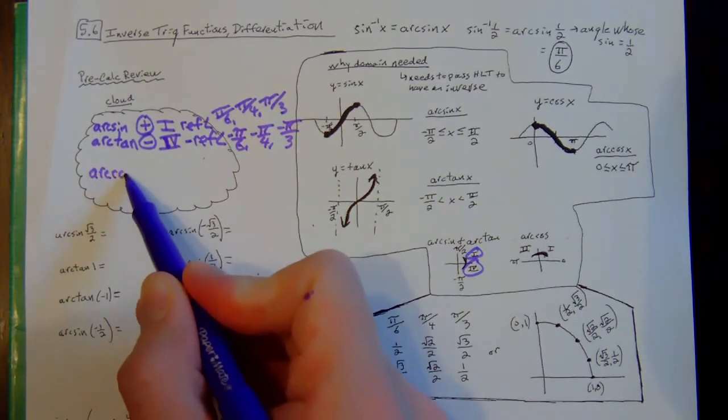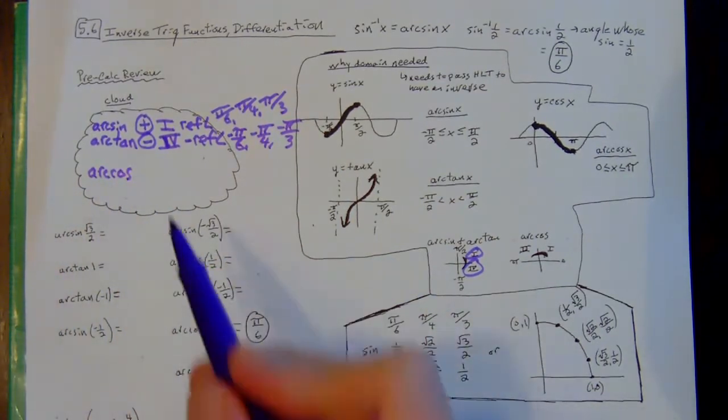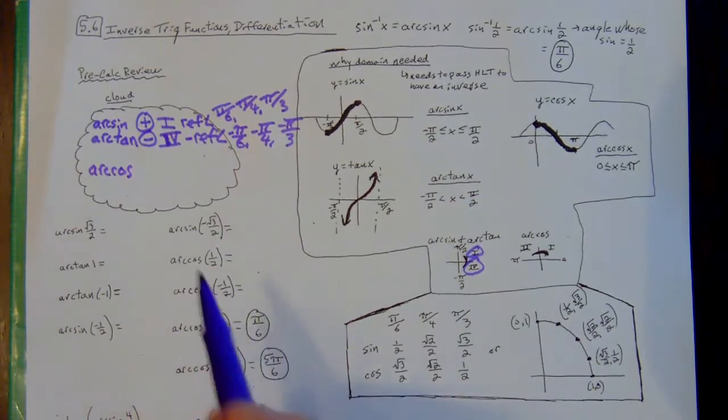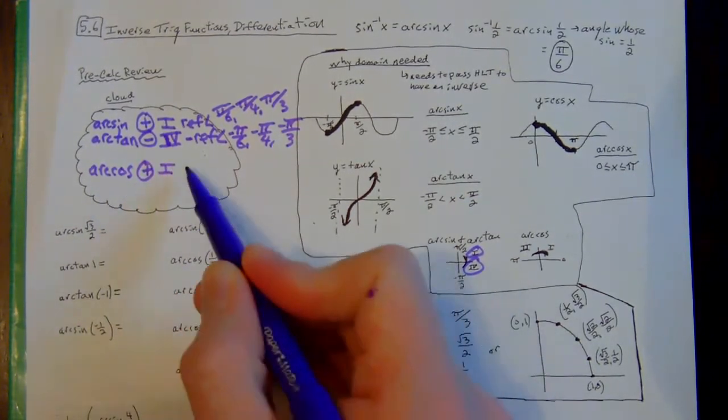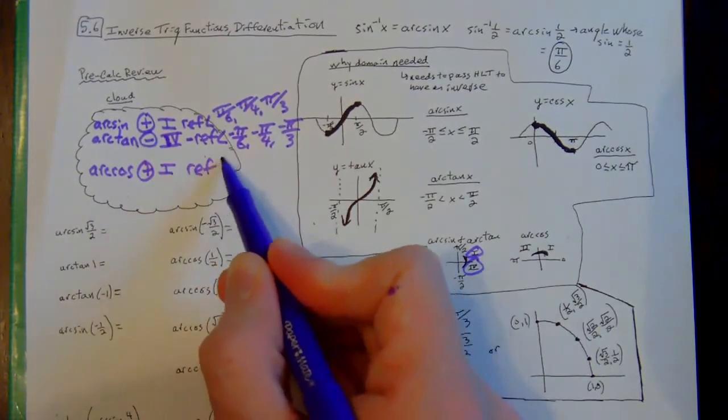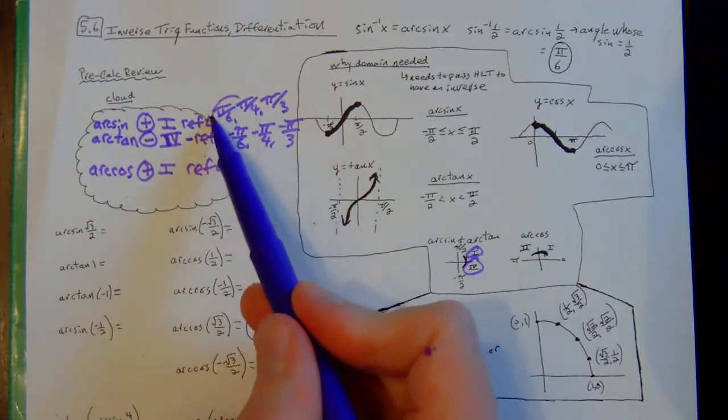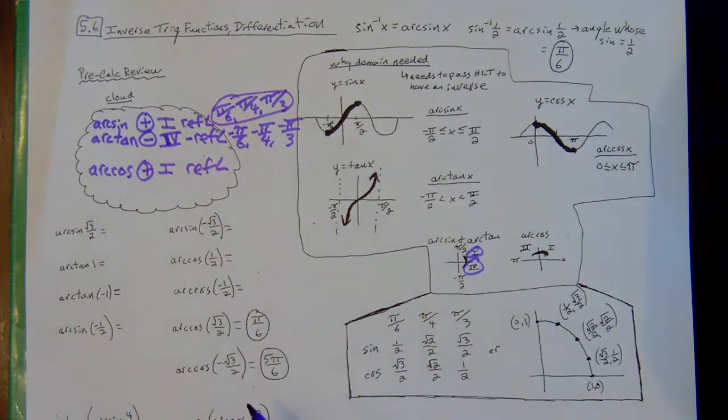That domain is different. So if you have an arc cosine and that number is positive, no matter what, you're coming from quadrant 1, and your answer is going to be your reference angle. So it's going to be the same thing. I'm not going to write those again, but that's just your pi over 6, pi over 4, pi over 3.